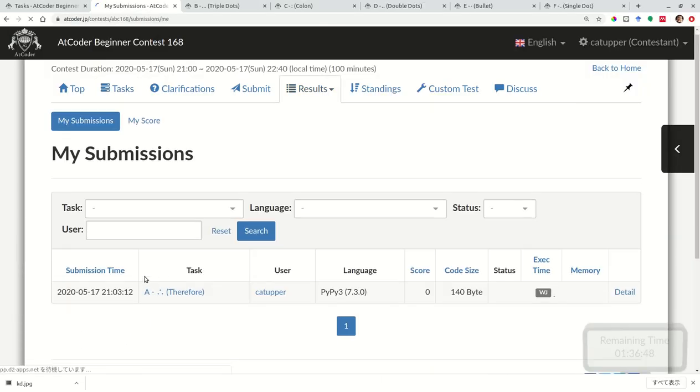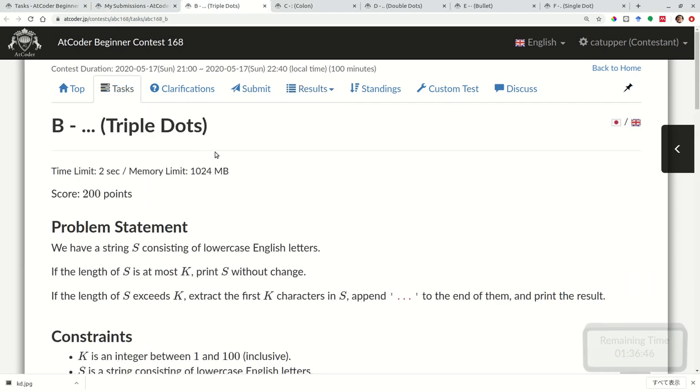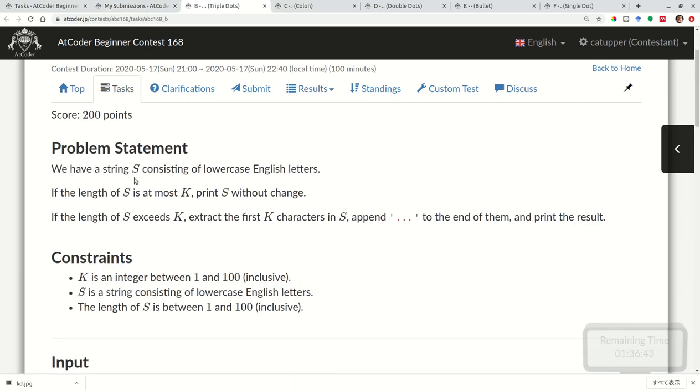Submit. Okay, and next problem, B, Triple Dots. We have a string S consisting of lowercase English letters. If the length of S is at most K, print S without change. If the length of S exceeds K, extract the first K characters in S and append three dots, triple dots, to the end of them and print the result.